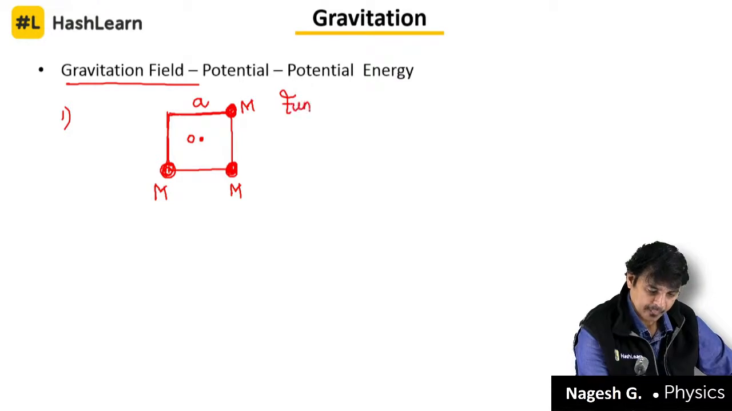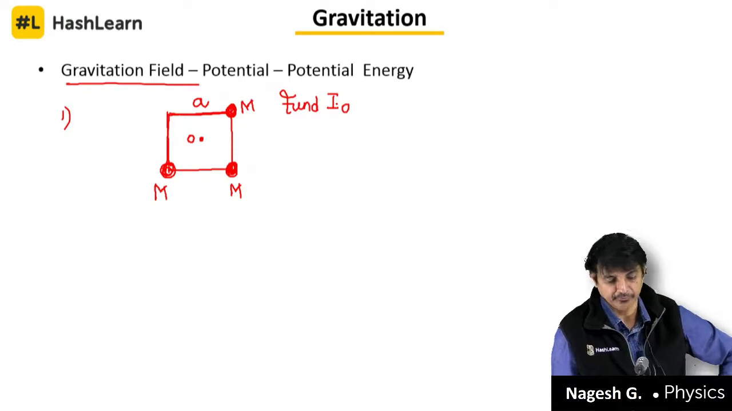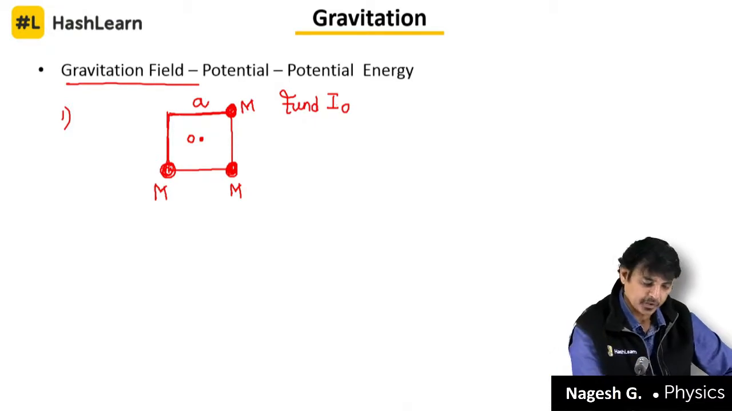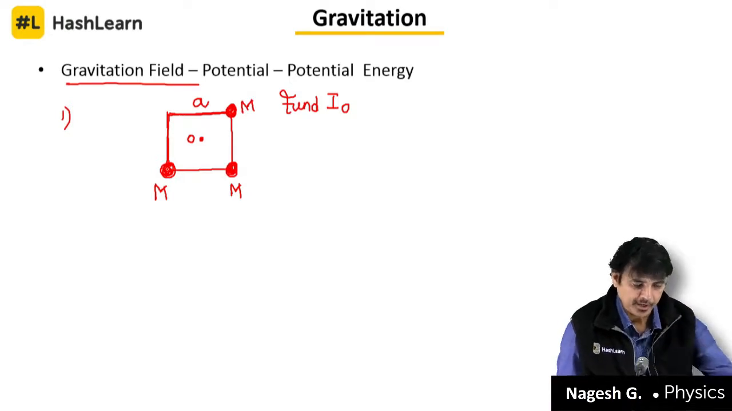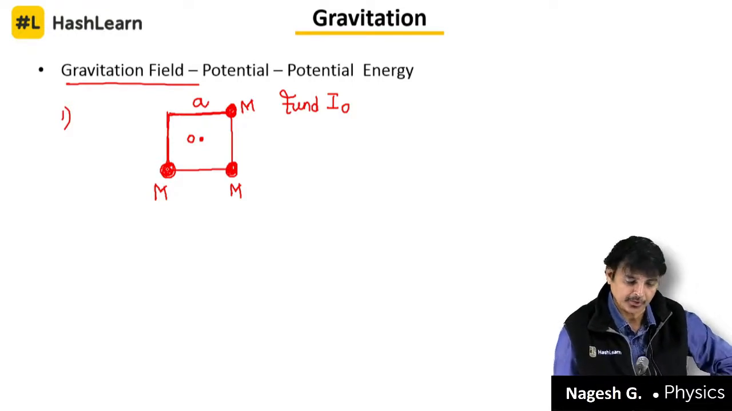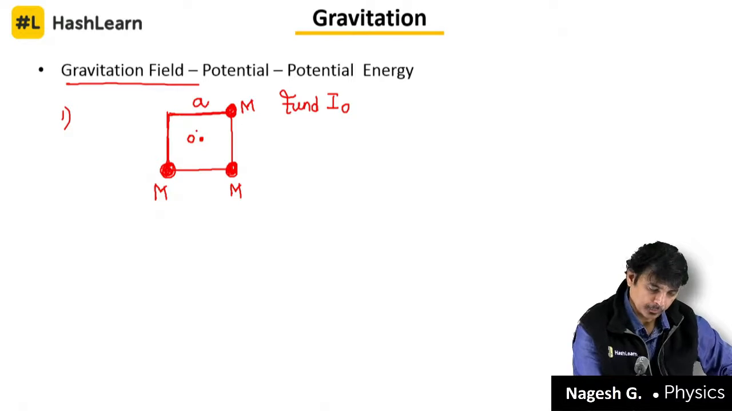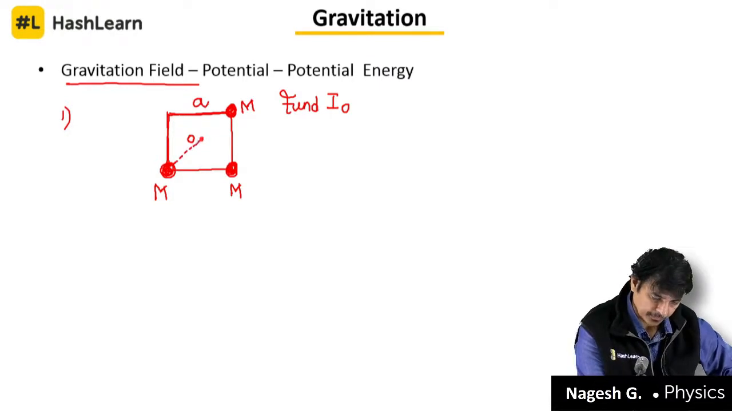Find the intensity of the gravitational field at the point O in which 3 masses having the value capital M are placed at the 3 corners of a square having a side equal to a units. For this you have to apply the principle of superposition. So when you observe the point O, the field at the point O, this distance will be equal to half of the diagonal, that will be equal to a by root 2.